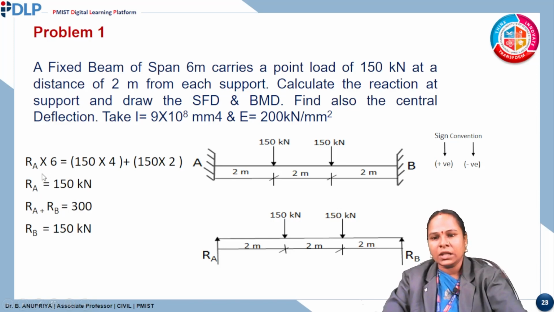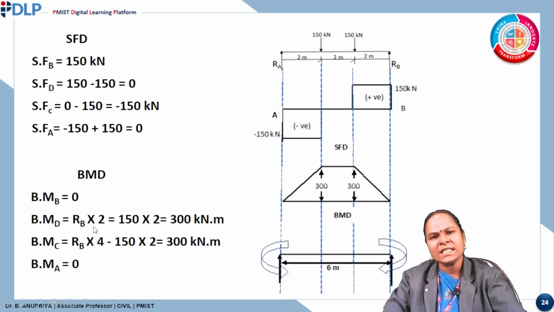From this I calculate the RA value, and we know the total load: RA plus RB is equal to 300 kilonewton. So RA is 150 and RB is equal to 150 kilonewton. So in this first step we have calculated the reactions: RA is equal to 150 and RB is equal to 150 kilonewton. Next, for this simply supported condition, we are going to draw the shear force and bending moment diagram.